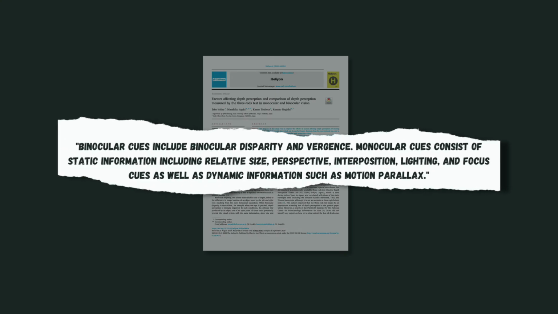One's ability to detect depth can be grouped into two general categories. The first being monocular cues, as in cues available from the input of just one eye, and then we have binocular cues, or cues that require input from both eyes. Binocular cues include binocular disparity and something called vergence, whereas monocular cues consist of static information, including things like the relative size of the object that you're looking at, perspective, interposition, lighting, focus cues like how much blur is on that image, as well as dynamic information whenever things are moving, such as motion parallax.